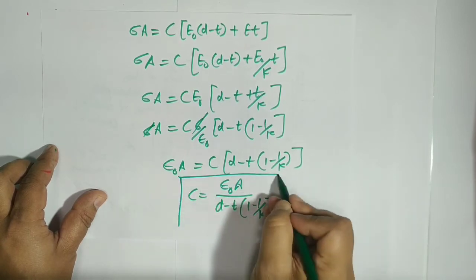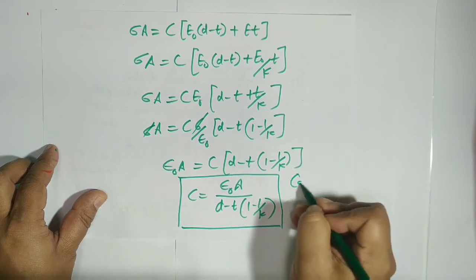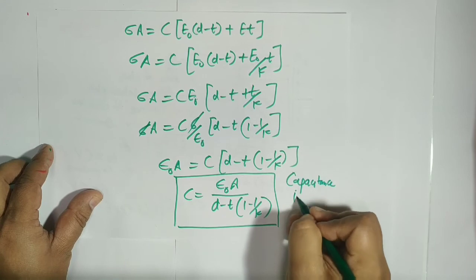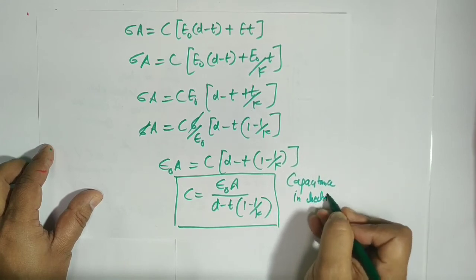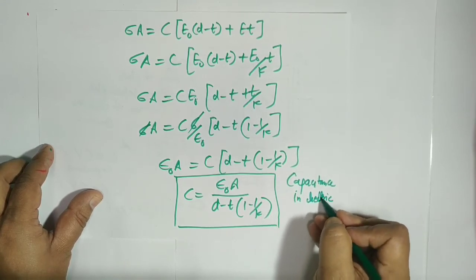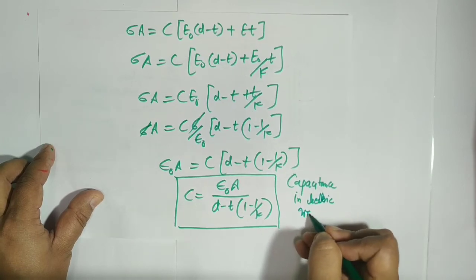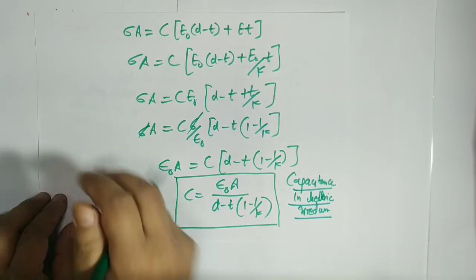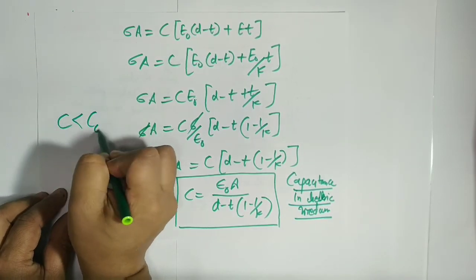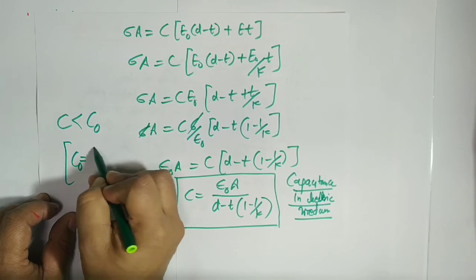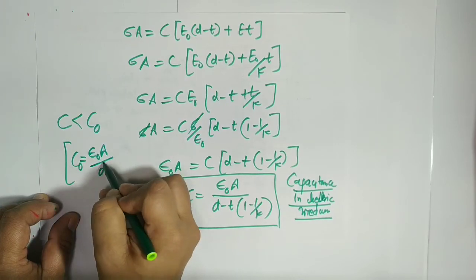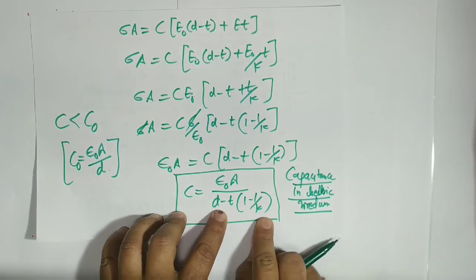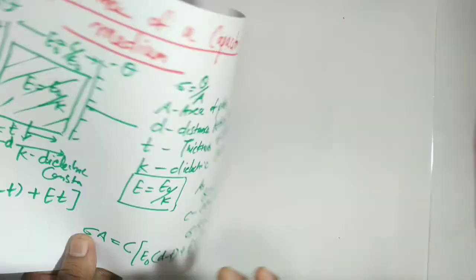So this is the expression of the capacitance in a dielectric medium. Remember, dielectric medium. And one very important thing: C is greater than C naught. What was C naught? C naught is the capacitance in the air medium. You have already done it. It is epsilon naught A by D. T is the thickness, and K is the dielectric constant.